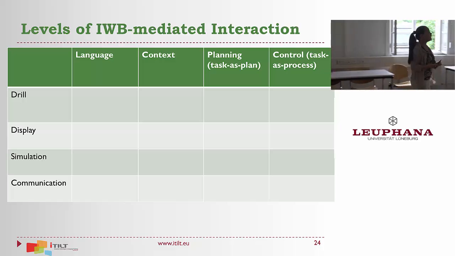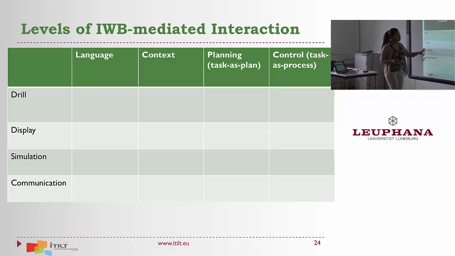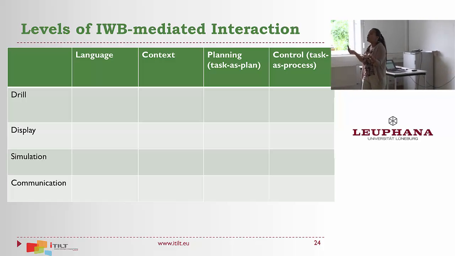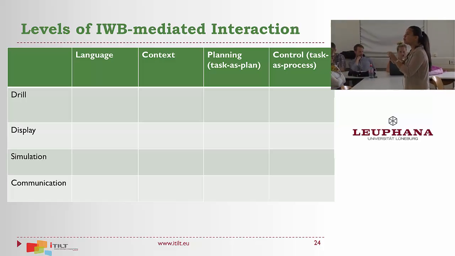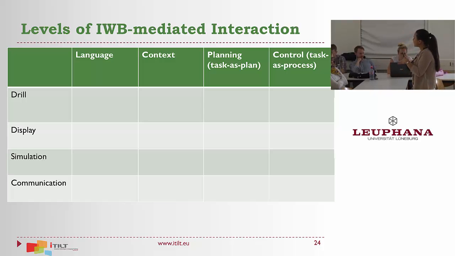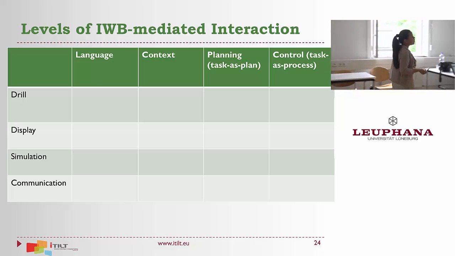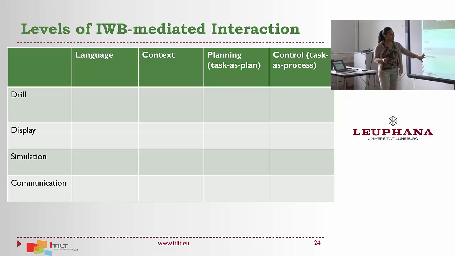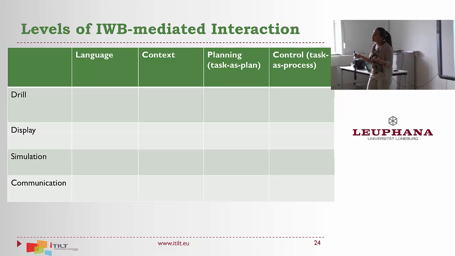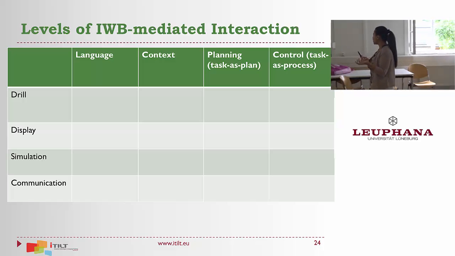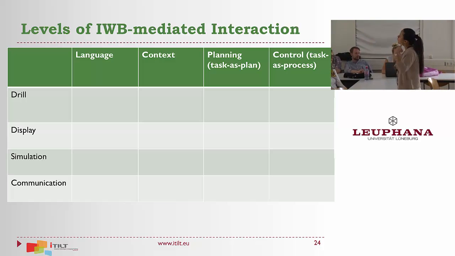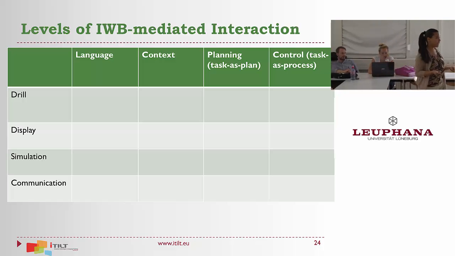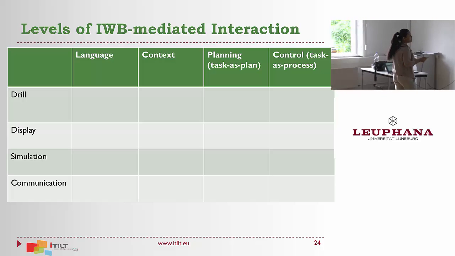Okay? And then the level of simulation, which means that the learners are simulating real life activities. So there is some kind of authentic communication, but it's not real communication. You are still pretending to be someone that you're not. And then you have the level of communication. And that's when the whiteboard is actually supporting real communication. So communication where you are really expressing something that is important to you and that the others would be interested in.